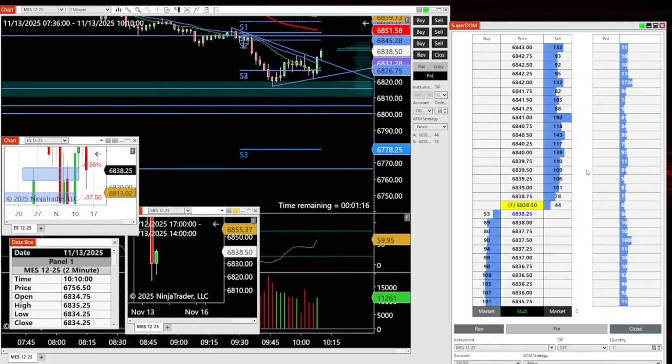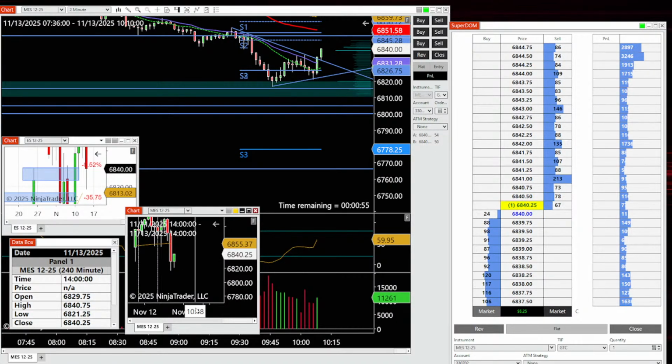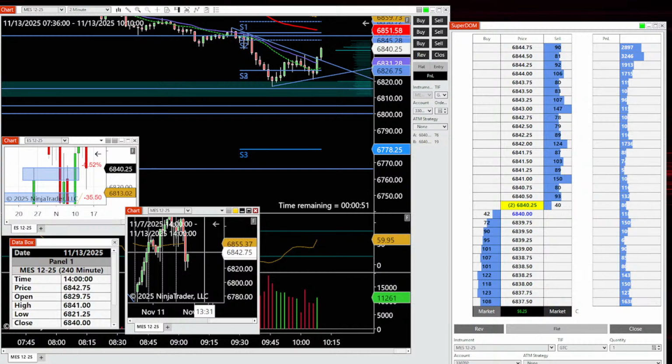$39. No, 40, 41. Up into this top here. Might not get, let's see. Might push. Because we're in a 4-hour bar, it can give it some push. And 40, 42.